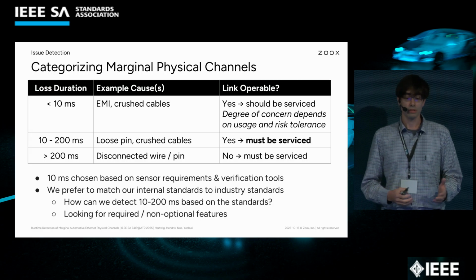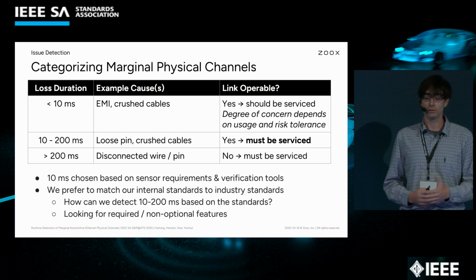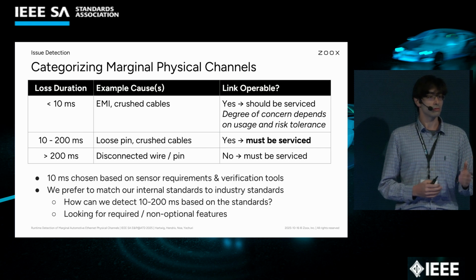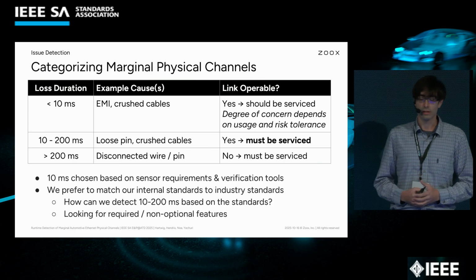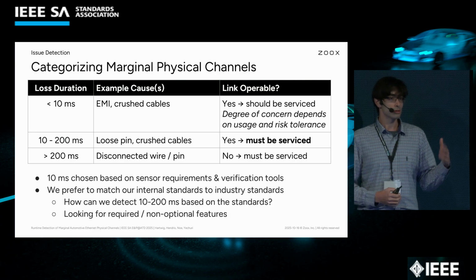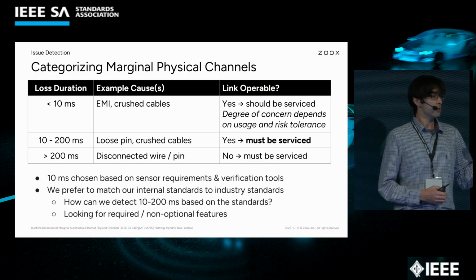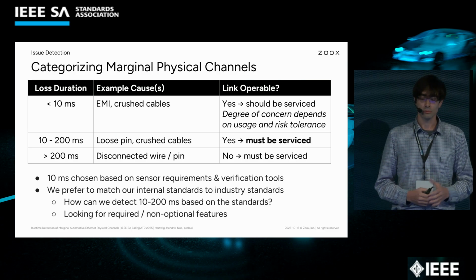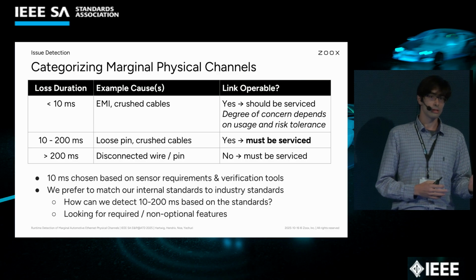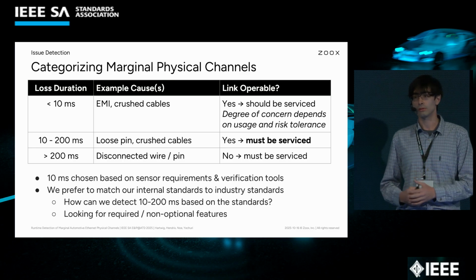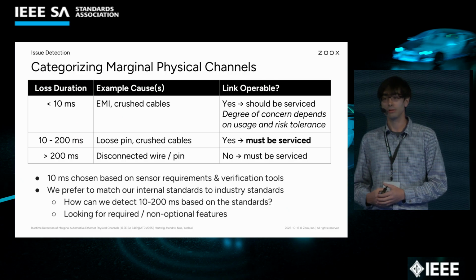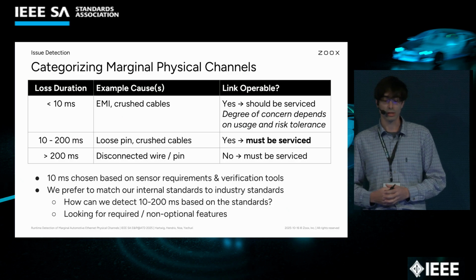So zooming in on what makes each of these cases an operational issue, we can classify them by the lost duration of data on the link. I'll refer to these as roughly transient, short, and long losses. The 10 millisecond difference is related a little bit to our sensing requirements, and it's also related to some capabilities of which verification tools we were able to build, which is what we'll talk about in a little bit.